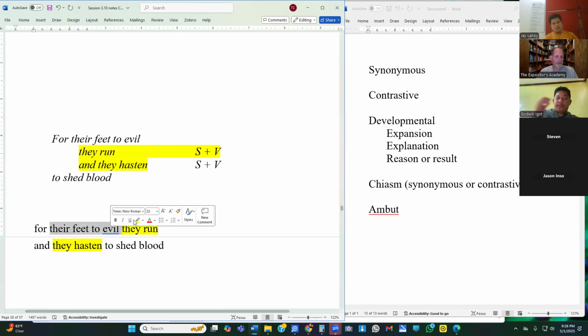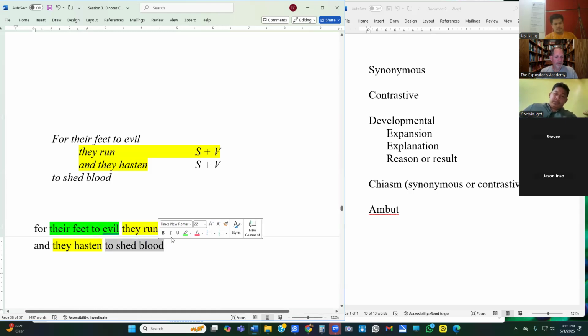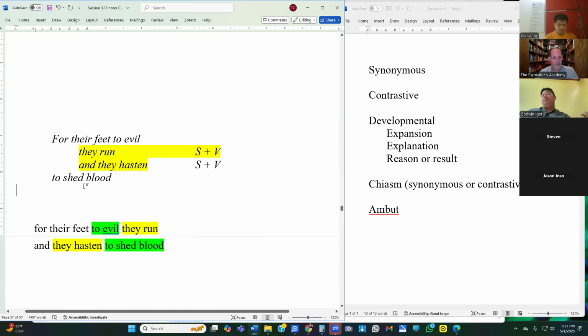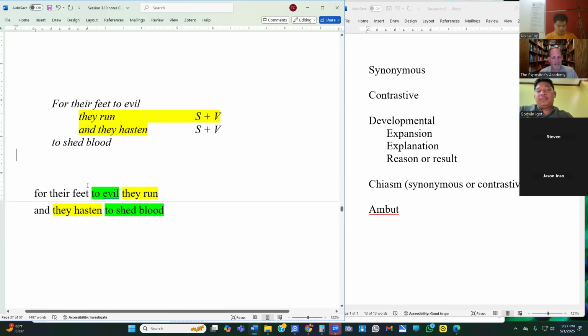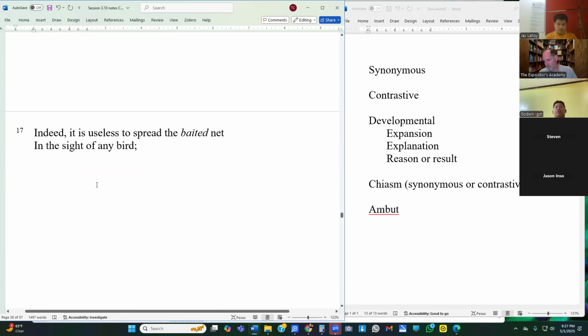Their feet to evil, to shed blood. Okay, so we see that a little more clearly, that they run and they hasten. So the word order's been shifted. So it looks like a possible chiasm here as well. All right. Okay, let me just run through the last couple verses for you, just for a couple more examples, and then we'll be finished.